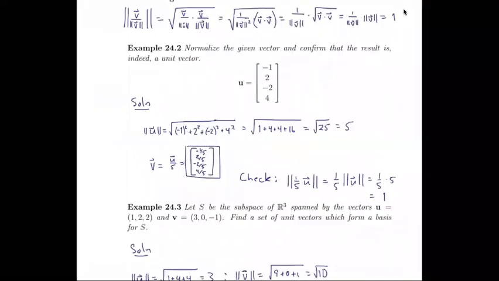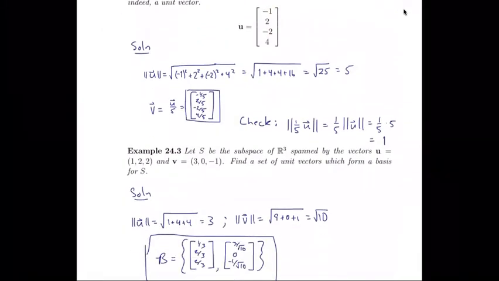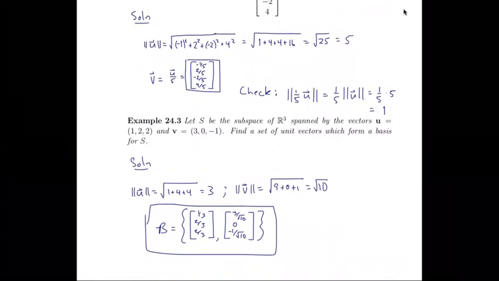So the second example down here is to let S be the subspace of R3 spanned by the vectors u equals (1, 2, 2) and v equals (3, 0, -1). Find a set of unit vectors which form a basis for S. So a set of unit vectors that form a basis for S. Well, this is a basis for S as is. They're just not unit vectors. So all we have to do in this case is convert them into unit vectors.